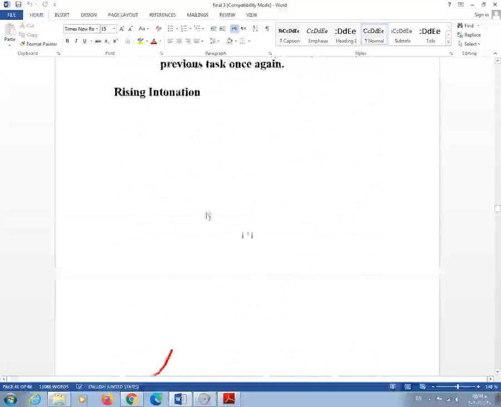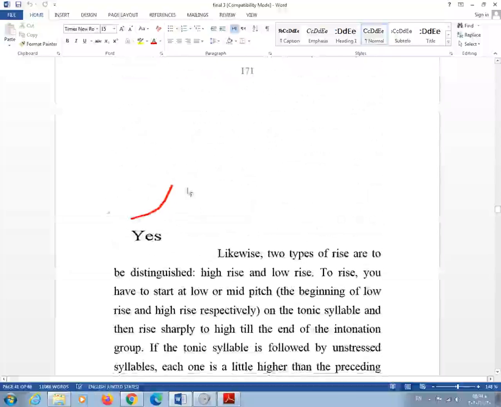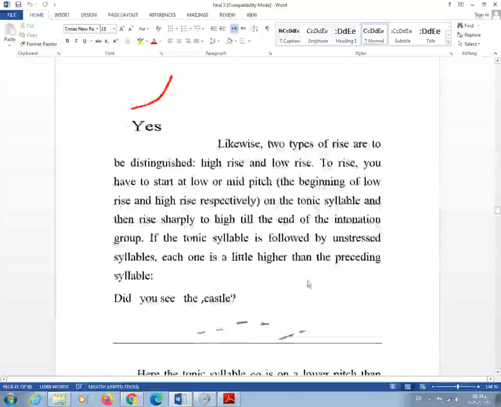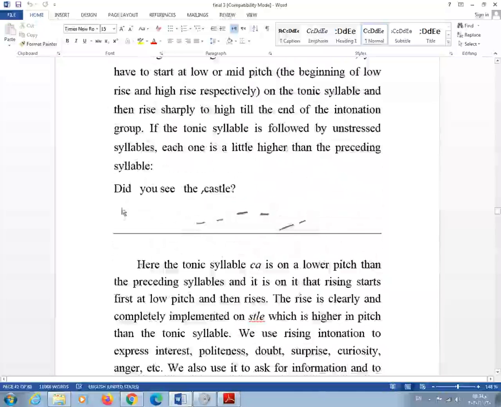Number 2, rising intonation. Look at the form. As you see, we start low and then we rise. The pitch starts low and then it rises up. Okay, let's see some examples.